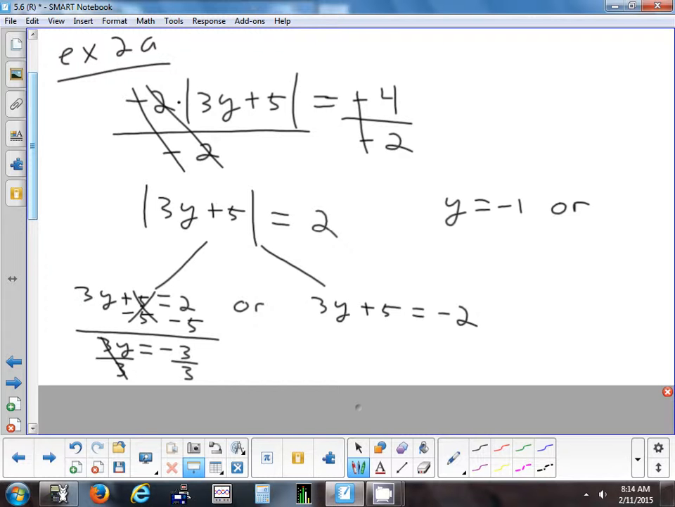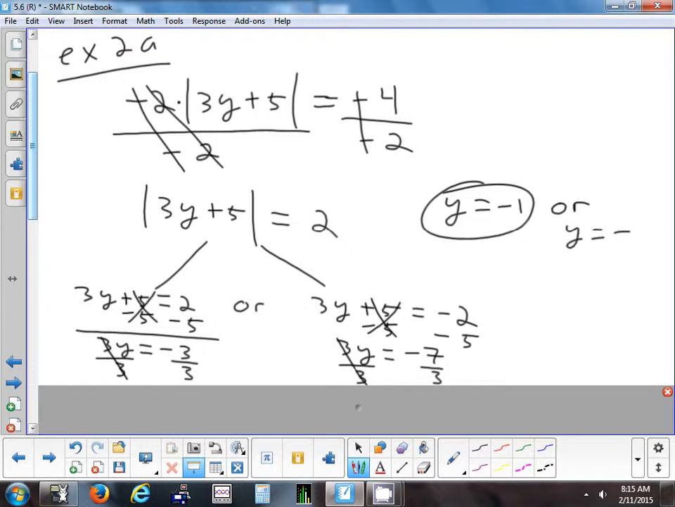We're just running out of a little space. Y equals negative 1, or do the same thing here. Subtract 5 from both sides. Negative 2 minus 5 is negative 7. Divide by 3, divide by 3. We get y equals negative 7/3. Don't worry about reducing that because 7 divided by 3, 3 doesn't go in evenly. And we don't need to write the decimal. Okay, so those are our two answers.